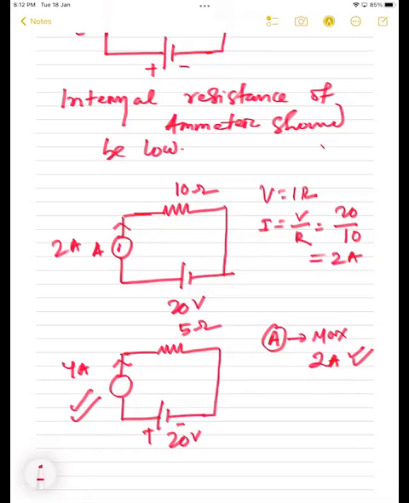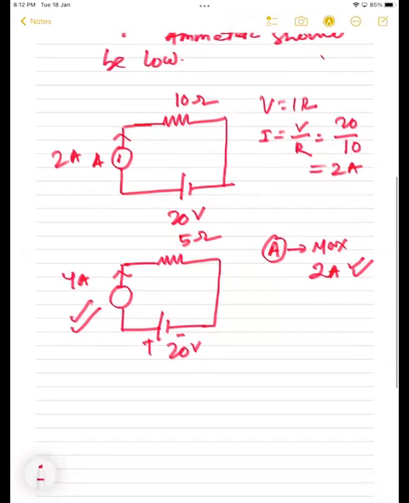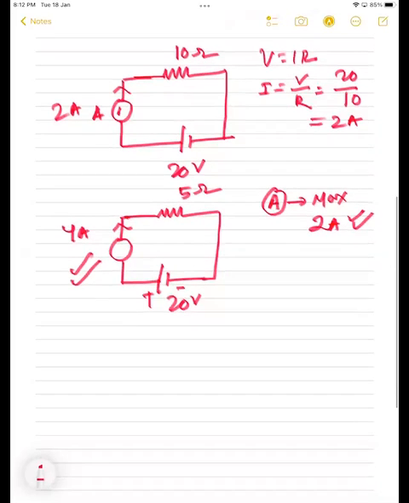So what can be done? Somehow we have to divide the current, right? Getting my point, students? So how to divide the current? I could do two things. Either I could connect something like 5 ohm here and 5 ohm here, and again 2 ampere current will flow, right?